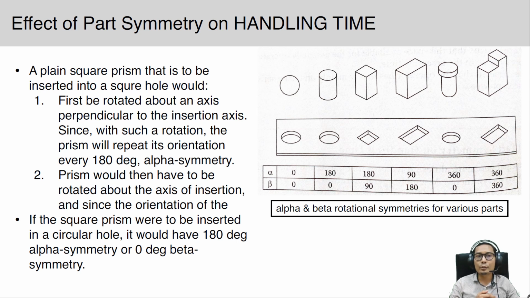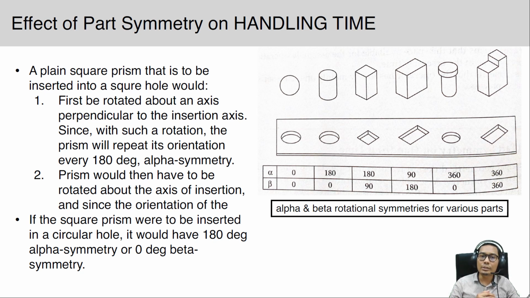So a square prism that is to be inserted into a square hole would first be rotated about an axis perpendicular to the insertion axis. Since with such a rotation, the prism will repeat its orientation every 180 degrees, which is the alpha symmetry. And the prism would then have to be rotated about the axis of insertion.